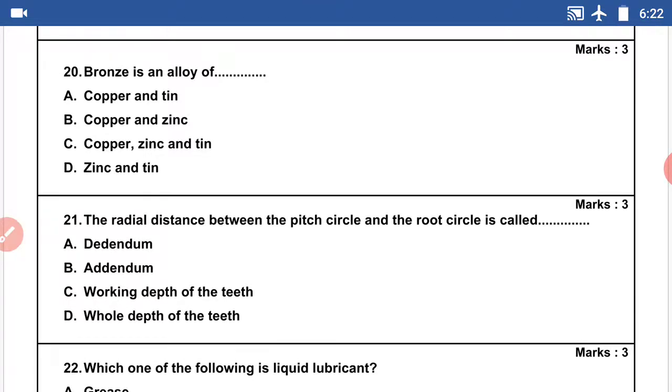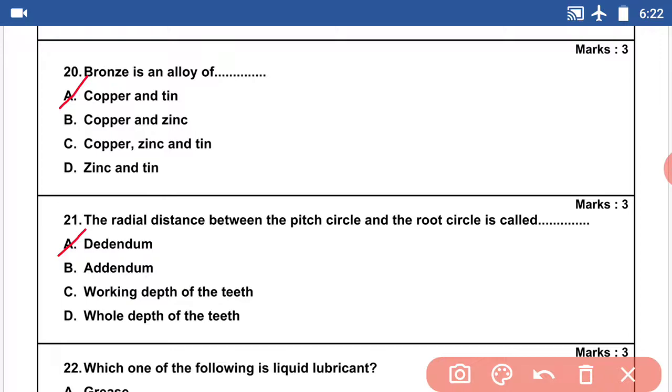Question number 20. Bronze is an alloy of dash. The answer is copper and tin, option A. Question number 21. The radial distance between the pitch circle and the root circle is called dash. The answer is dedendum, option A.